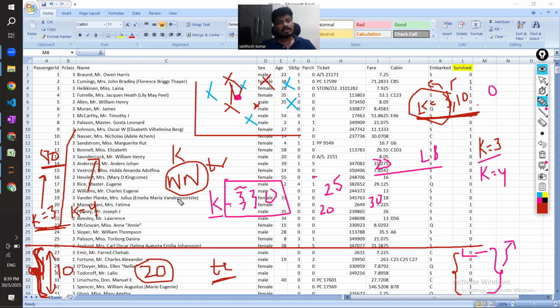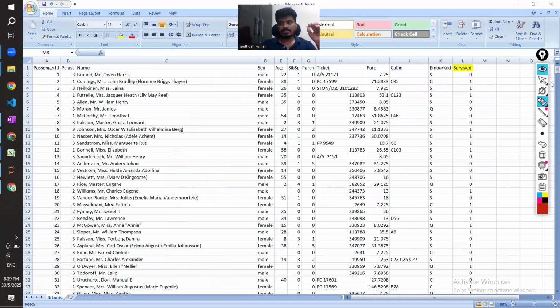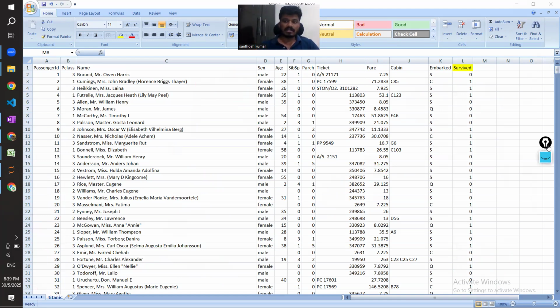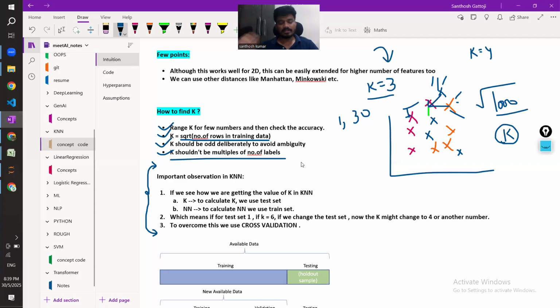So NN is coming from training data. K is coming from test data. Clear? This point is actually a very interesting point. I found it. And in case you're giving an interview and they ask, I recommend you bring out this point. I think they'll be very impressed. Usually I have never seen this in most of the tutorials.